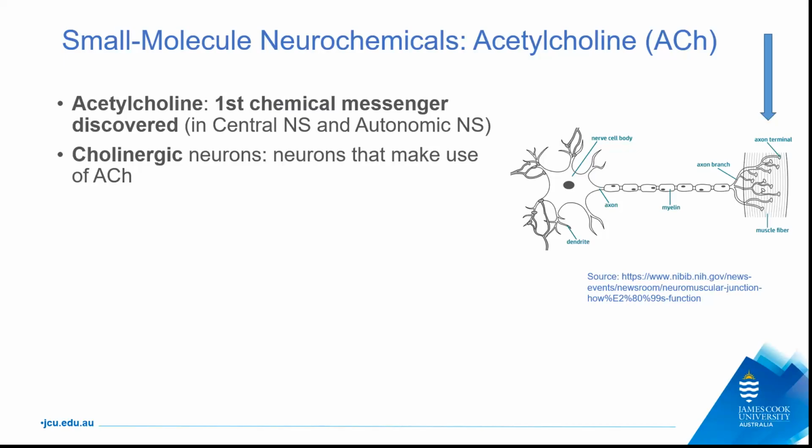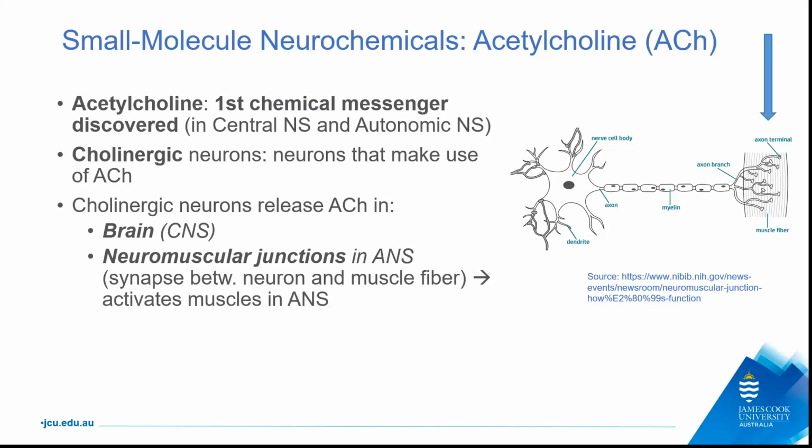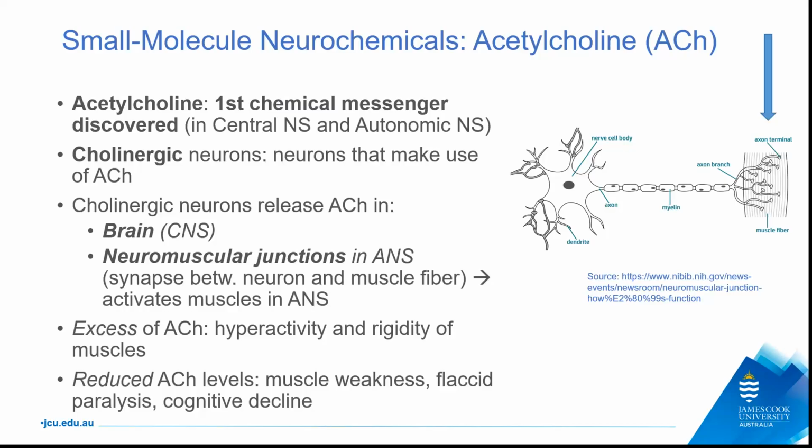What happens when you have an excess of ACH is hyperactivity or rigidity of muscles. Later on we'll talk about a drug that leads to such excess ACH. And when it gets reduced, you will have muscle weakness and flaccid paralysis. It's like the side of your face becomes very soft and very droopy. Literally, your skin is not tight. It's a very difficult condition to have, not good for young people like us. And if it gets more severe, it can affect cognitive function and lead to cognitive decline.